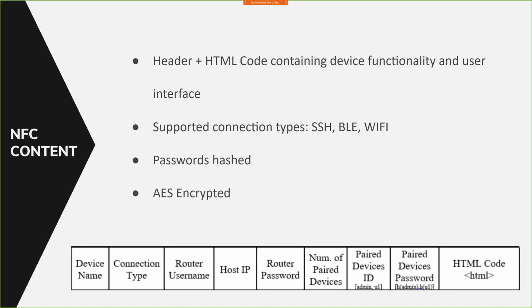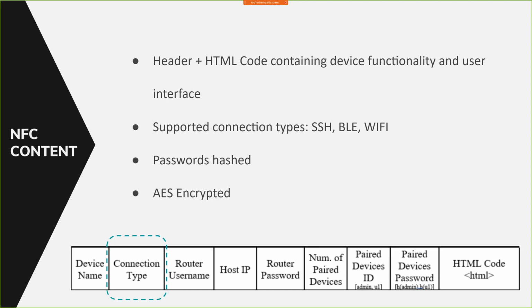Next, I want to talk to you about what's stored on the NFC. Basically, it is what's shown in this figure. It starts with a header, followed by the HTML, CSS, and JavaScript code that contains the device functionality and user interface. The header starts with the device name, followed by the connection type. Supported connection types include SSH, Bluetooth, and Wi-Fi. This is important to specify as it tells our app how to communicate to the device.